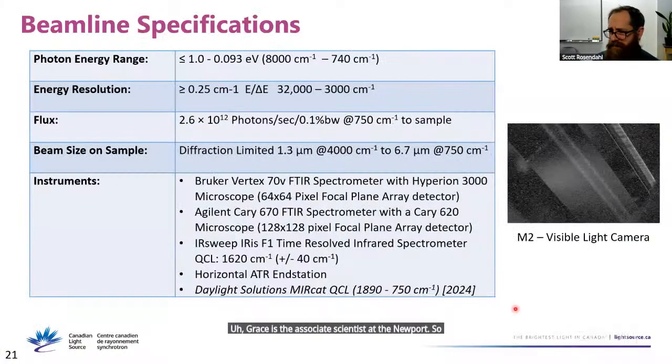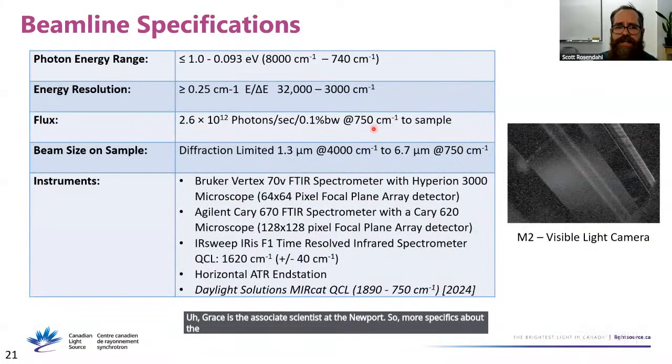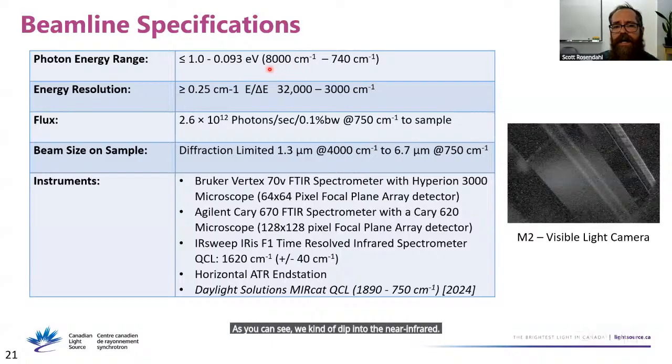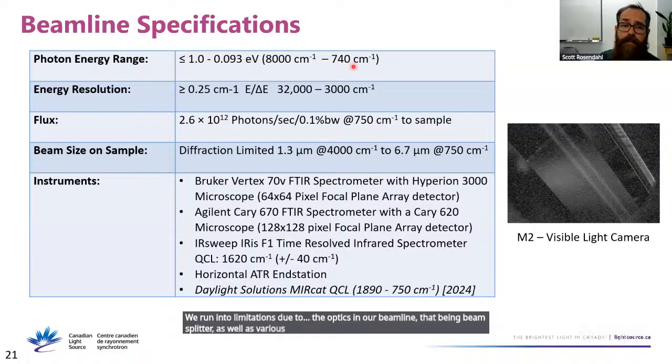So, more specifics about the Beamline for those that are interested. Photon energy, as you can see, we dip into the near infrared a little bit, and go out just touching the far infrared. We run into limitations due to the optics in our beamline, that being the beam splitter as well as various windows in place.